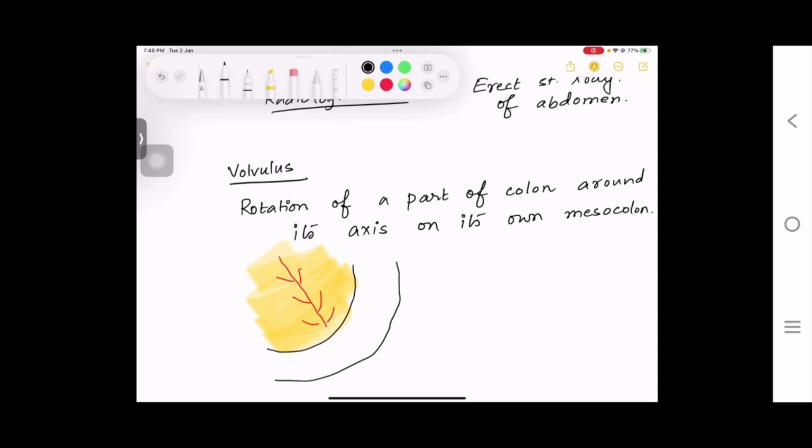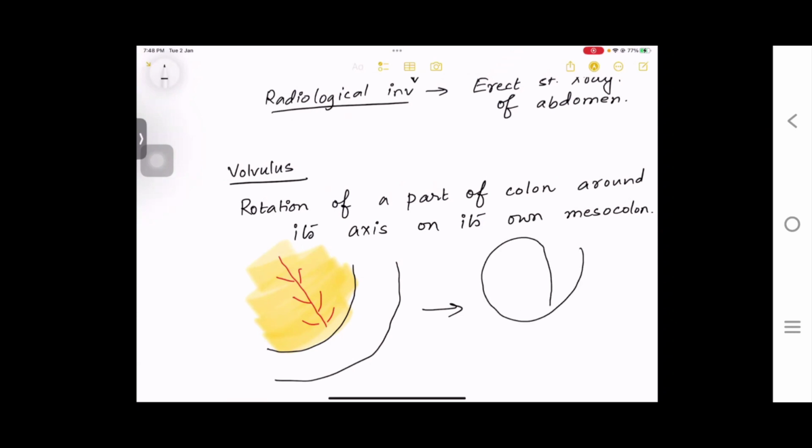So in this diagram, you can see that this curvilinear part which I have made is the colon. This yellow color part is the mesocolon, and this red color is the blood vessels. Now this colon has rotated on its own mesocolon and around its own axis, as you can see in the diagram that I have shown you. This is called as volvulus.